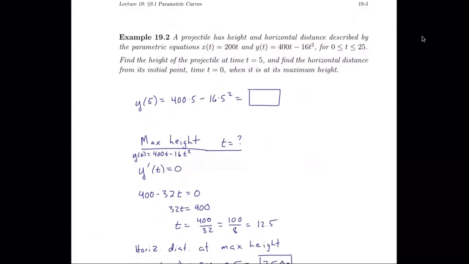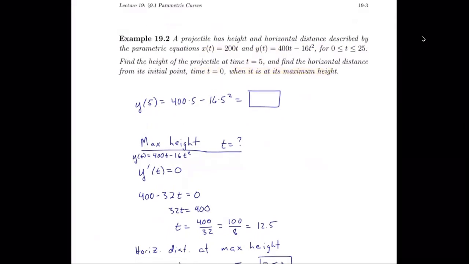Okay, and they ask us to find the height of the projectile at time t equals 5, and then find the horizontal distance from its initial point, time t equals 0. So that's where it starts, whatever its position is at t equals 0. And then we find how far it travels horizontally by the time it reaches its maximum height.